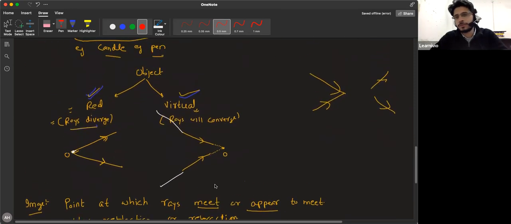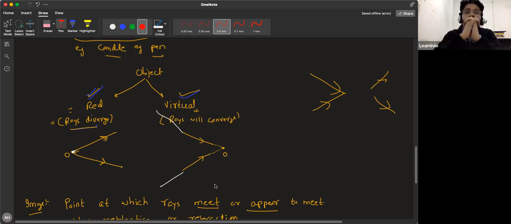The next is image. For ray optics, image is a point at which rays actually meet or they appear to meet. So let's say if you have a convex lens, then after refraction from the lens, rays will actually cross each other. Rays will actually meet. So your image will be a real point.